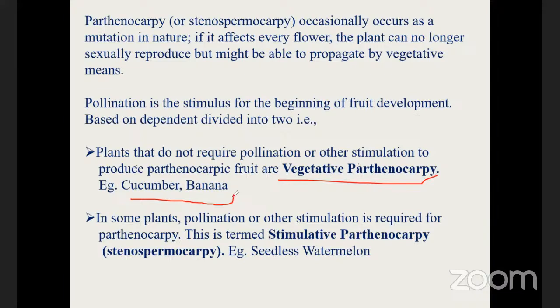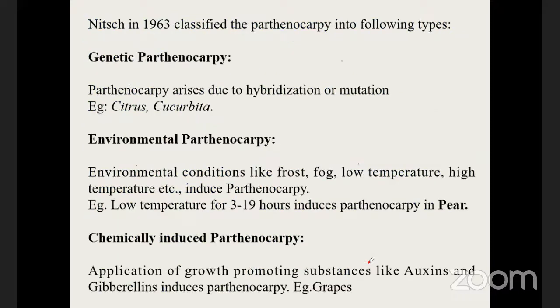Okay. Sometimes, though fertilization is not needed, some amount of pollination stimulus is needed. That means pollen reaching the stigma. Though it is not germinated, though it is not fused with the egg cell, pollination stimulation is needed to form the fruit. That is called stenospermocarpy. That is common in watermelons. Okay, these are the two types of parthenocarpy.